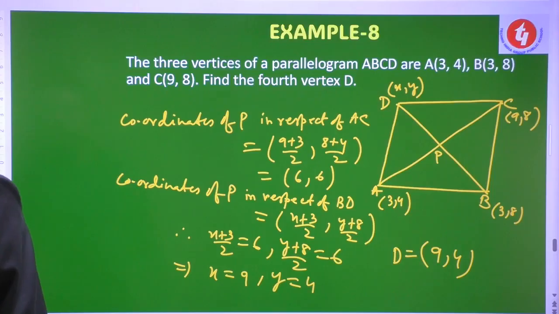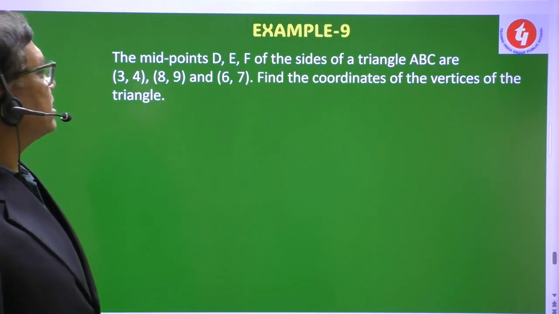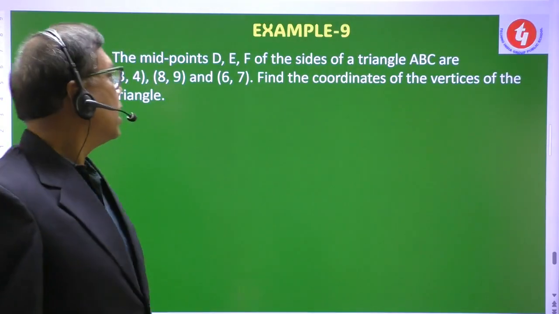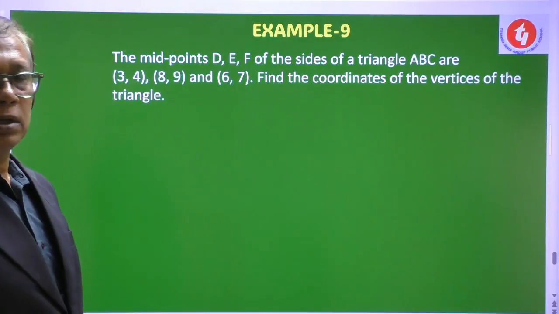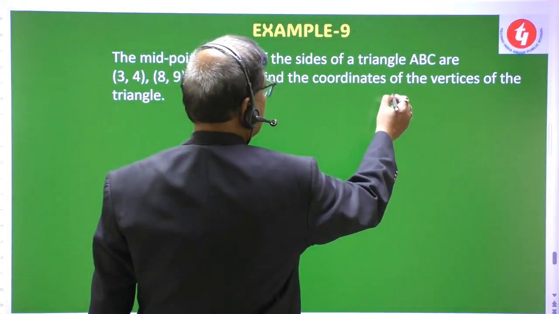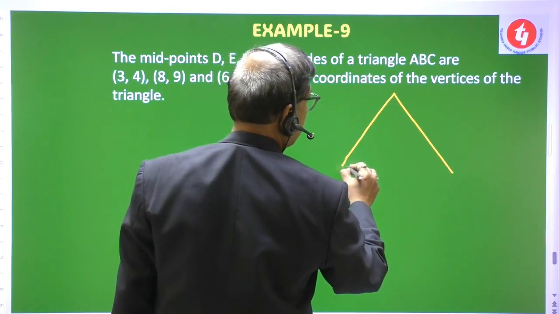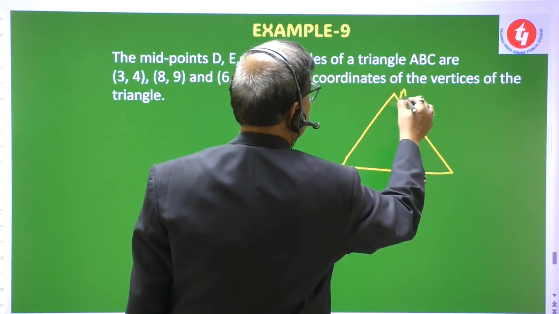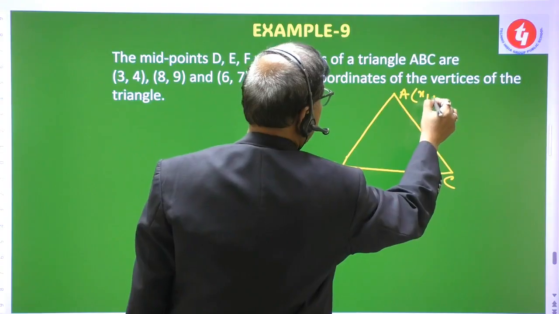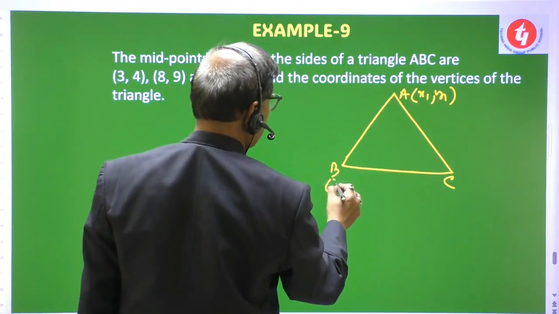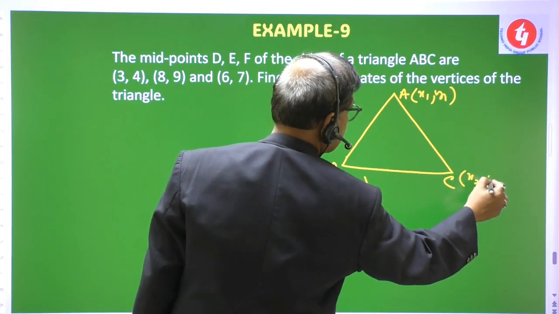Now example number 9. The midpoints D, E, F of the sides of a triangle ABC are given here. Find the coordinates of the vertices of the triangle. That means we know the midpoints of three sides of a triangle and we have to find the three vertices of the triangle. Is it clear? Say coordinates of A x1 comma y1, coordinates of B I am taking x2 comma y2, and coordinates of C I am taking x3 comma y3.